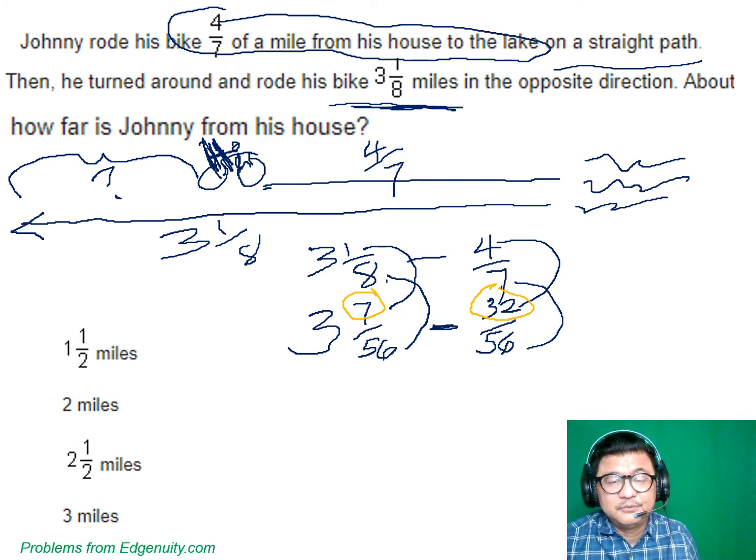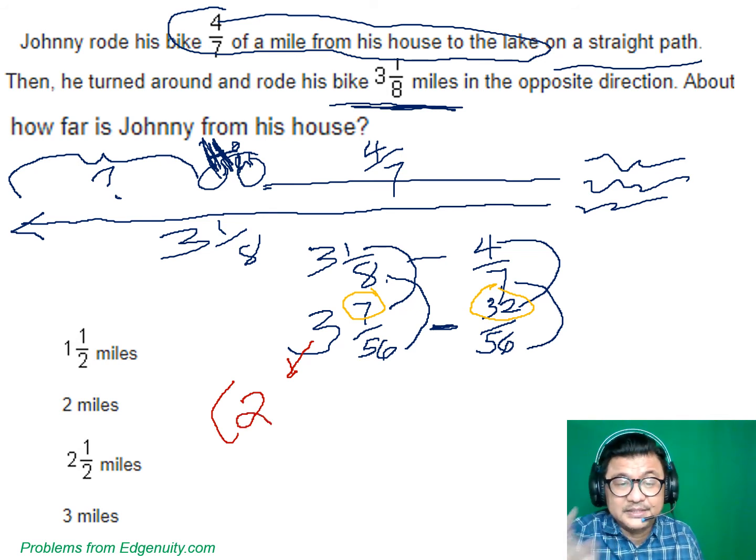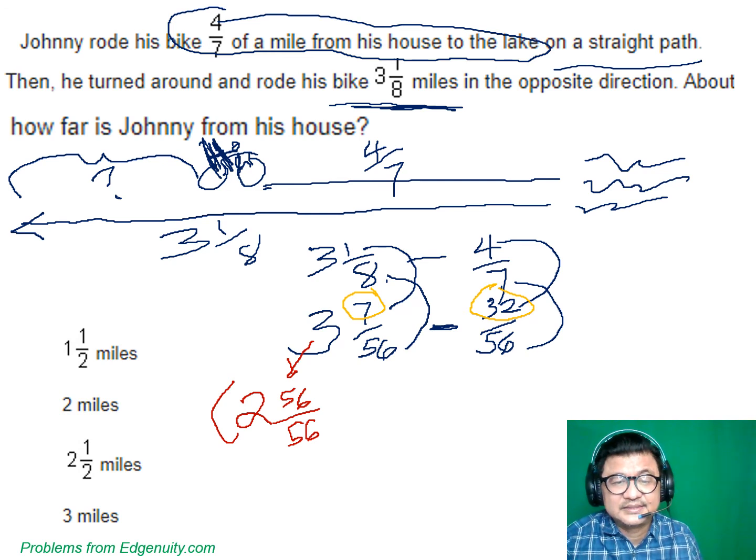But guess what? You can rename your 3 as 2. It's like borrowing from 3. And that one whole that you borrow, make it a fraction: 2 and 56 over 56. So that's the 3. But remember, you still have the 7 over 56. Then later on, we will subtract the 32 over 56.